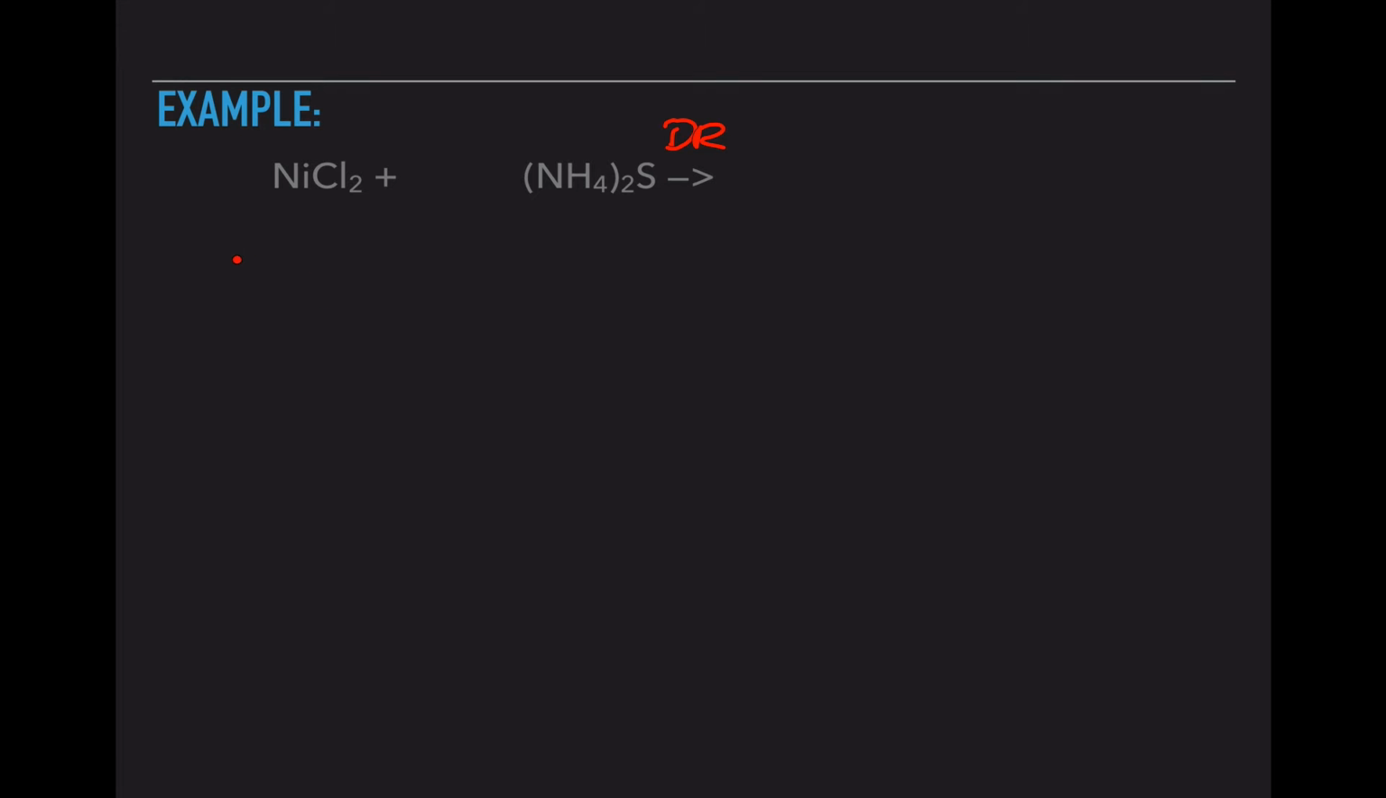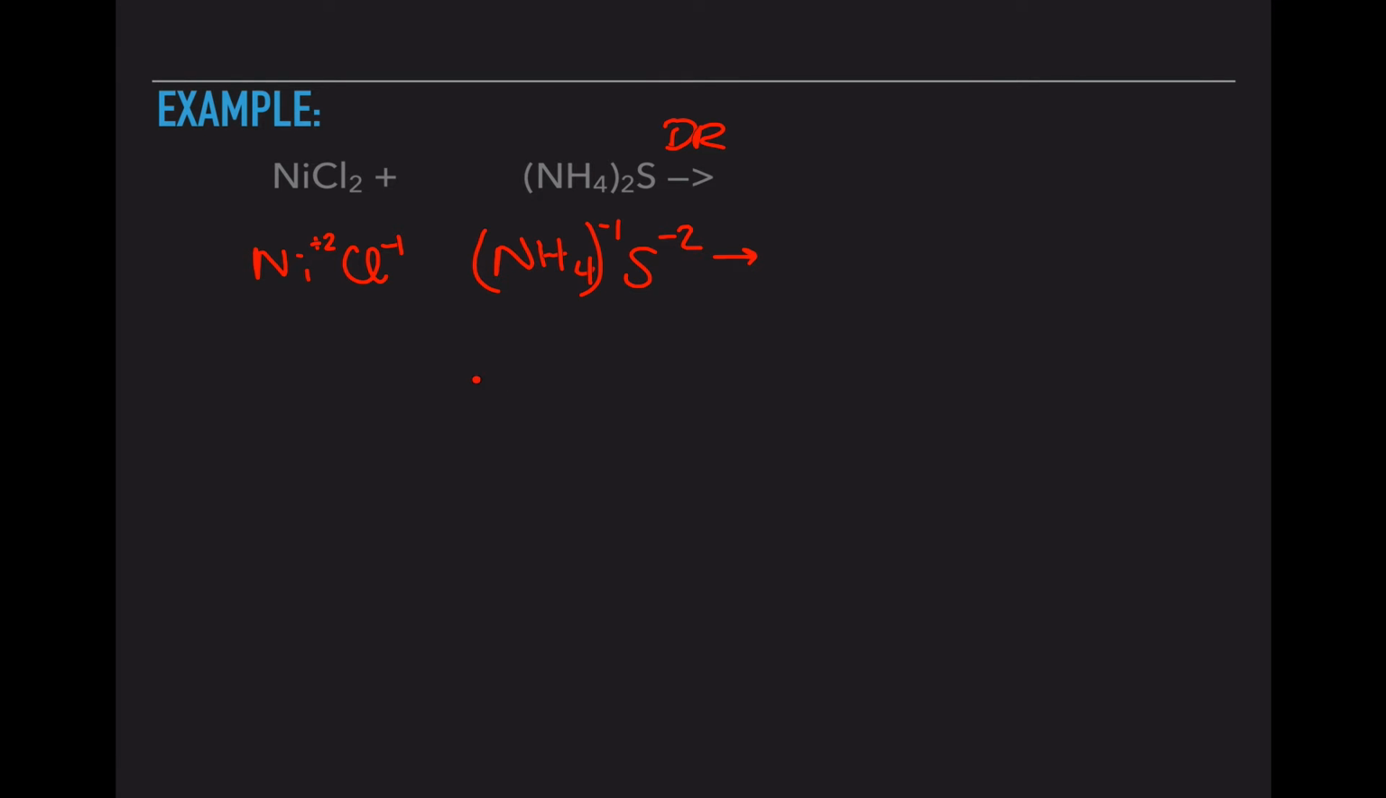Step two, list our anions and cations with their oxidation numbers. So if I reverse crisscross this 2 back up, nickel has an oxidation number of +2. Chlorine has an oxidation number of -1. NH4, if I crisscross back up, has an oxidation number of actually -1 because it is an anion. And sulfur has an oxidation number of -2.